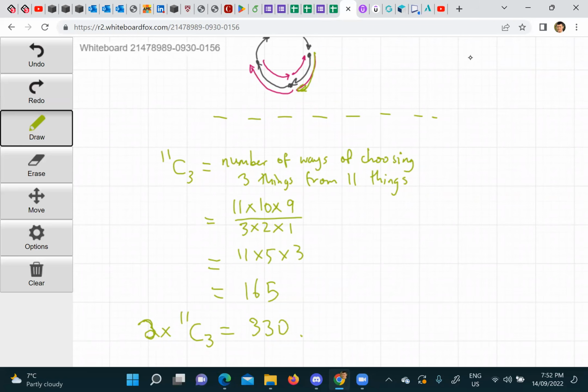Wait, what are you saying? Never mind. It's basically placing 3 things on 11. How many ways can you place 3 moves? I think of it as the circle. So yeah, you guys just disregard what I said.